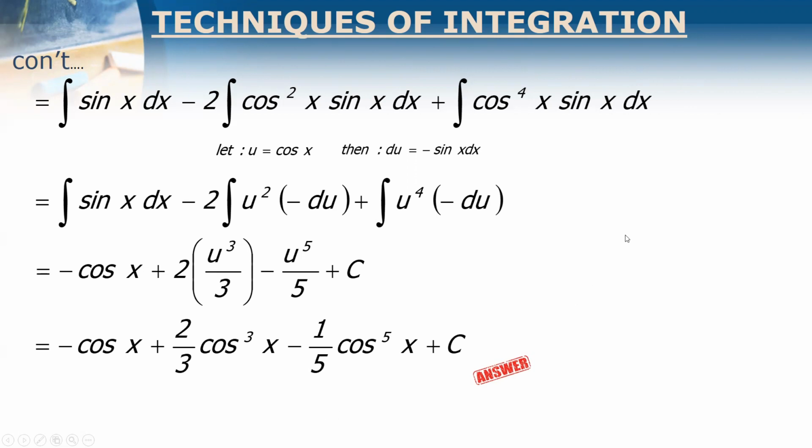So that's the first case, where the exponent is odd. The technique is you extract one cosine or one sine to be part of du. And then the remaining integrand, replace it by an expression involving either sine or cosine.